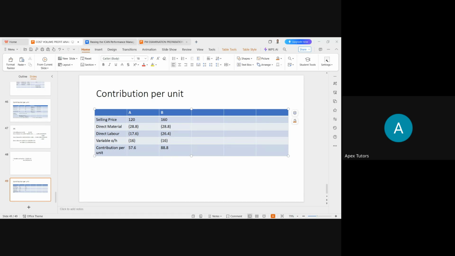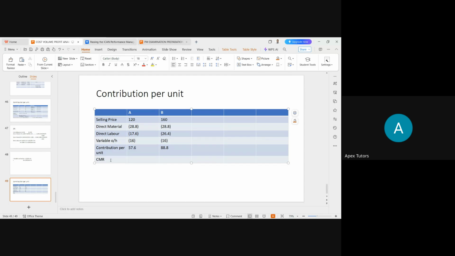Since this is revenue, will it be contribution margin or contribution margin ratio? Contribution margin ratio. So to get our contribution margin ratio, what are we going to do? Contribution margin ratio is selling price minus variable cost, divided by selling price. Since selling price minus variable cost is the contribution, we still divide by the selling price.